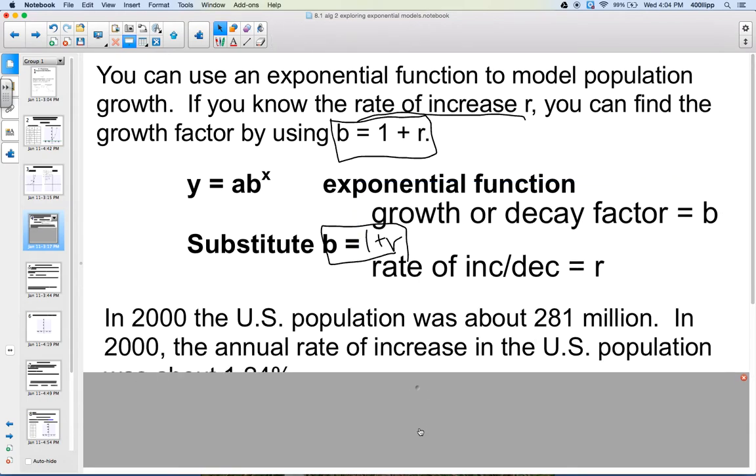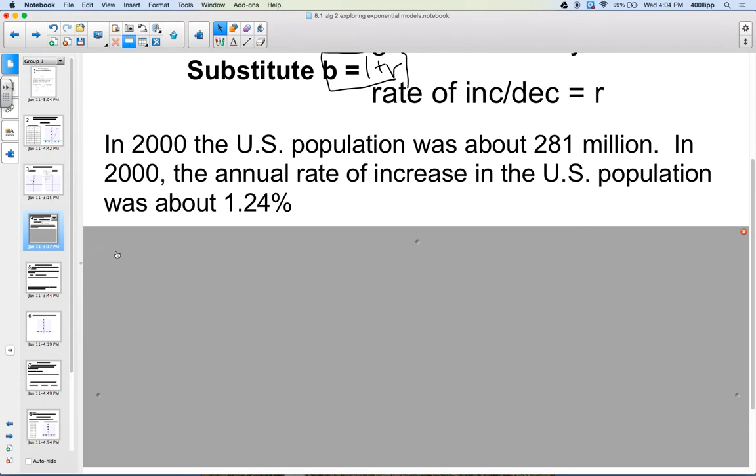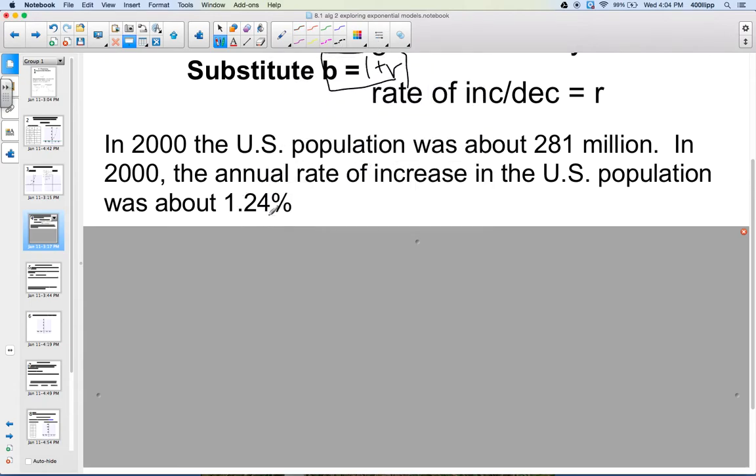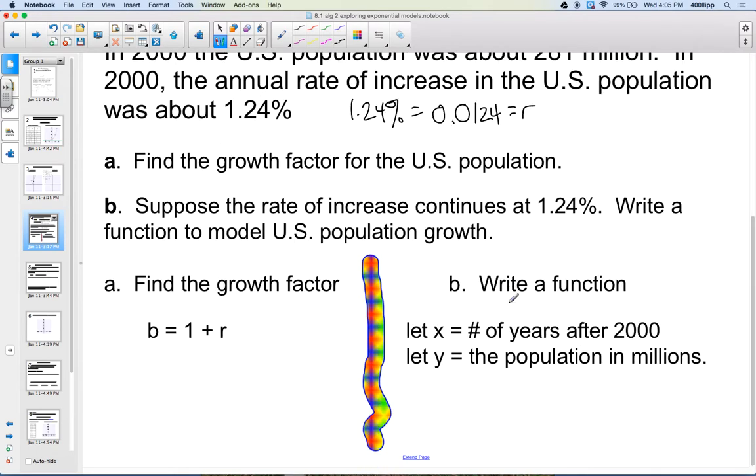Okay, so if we look at this problem here, we first need to remember how to convert from percentage to decimal. We know that we are going to move the decimal 2 spots to the left. So 1.24% is the same as writing 0.0124. And that's going to be our rate, r. So it's saying in 2000, the U.S. population was about 281 million, and the annual rate of increase in the U.S. was about 1.24%.